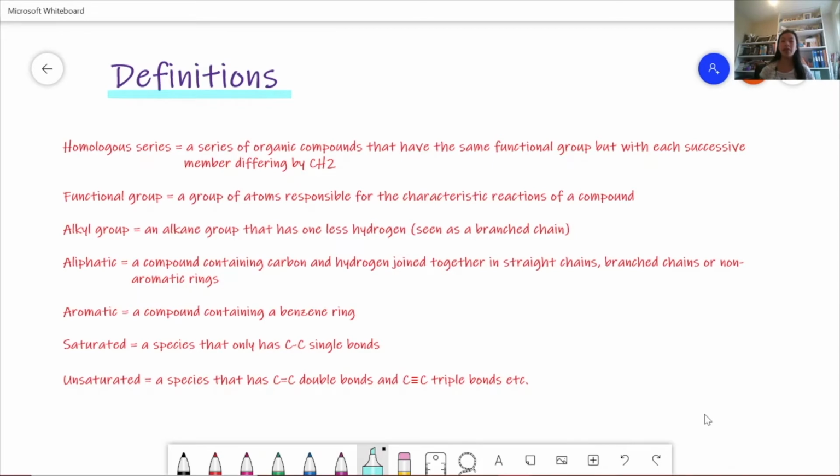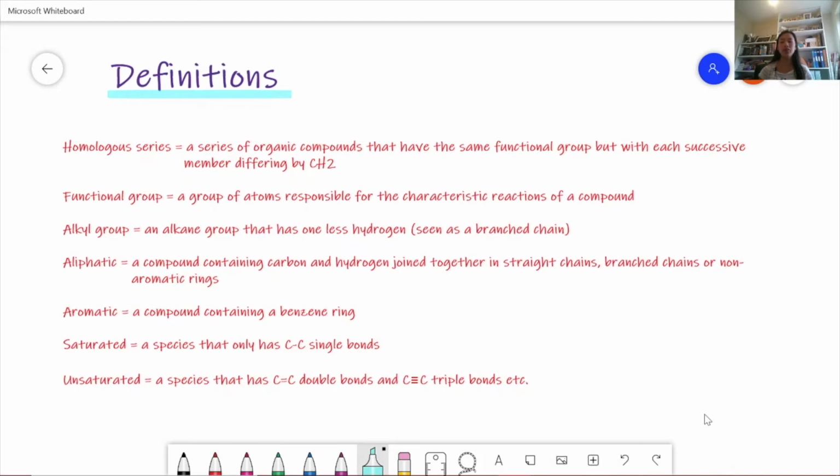The first is a homologous series. A homologous series is a series of organic compounds that have the same functional group, but with each successive member differing by CH2. So for example, we'll be learning about alkanes. Alkanes have the general formula CnH2n+2. The first alkane we have is methane, and it's CH4. And then the second alkane that we have is ethane, which is C2H6. So it differs by CH2.